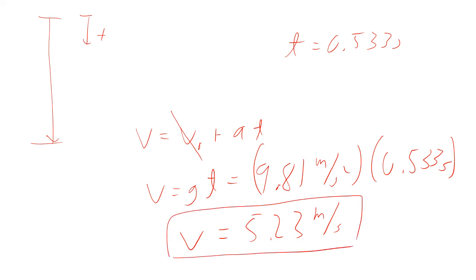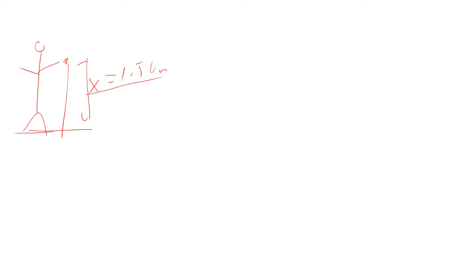Okay. Now I said it doesn't really matter how you set the origin. Let's take the same problem. Okay, guy here's dropping an object. X is 1.5 meters here. That's the distance. But now let's put the origin at the ground. So how does that change things?